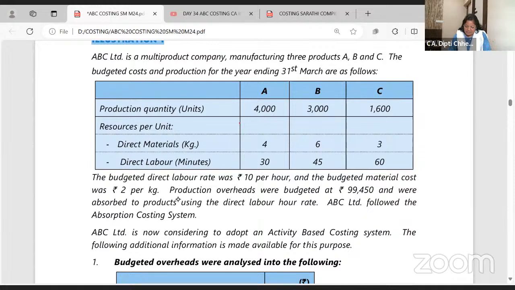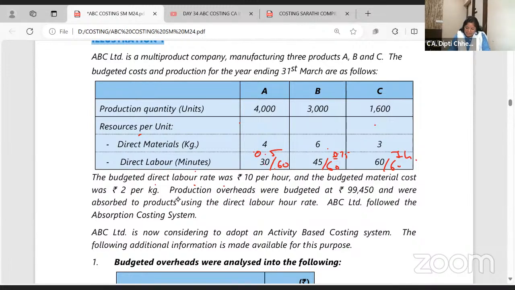Number of units is given to you. Direct material in kgs: 1 unit requires 4 kg, 6 kg. And direct labor is in minutes. So if the rate is given in hours, you have to divide by 60. 30 minutes is 0.5 hour, 45 minutes is 0.75 hour, 60 minutes is 1 hour. Simple maths, labor chapter of standard costing.